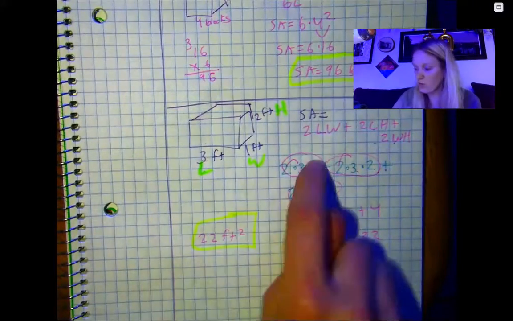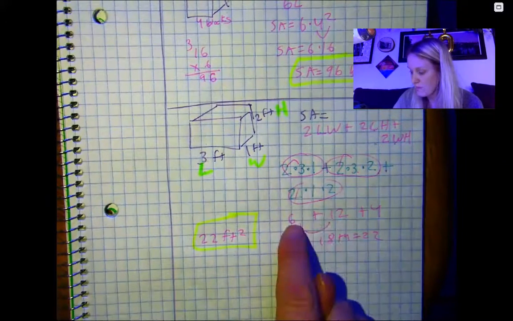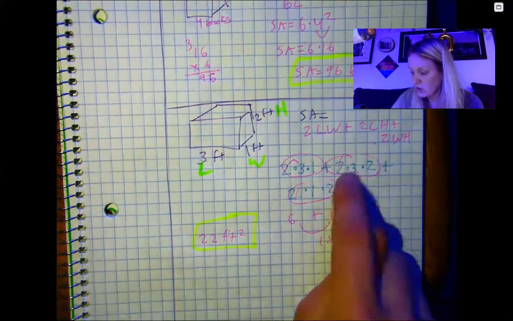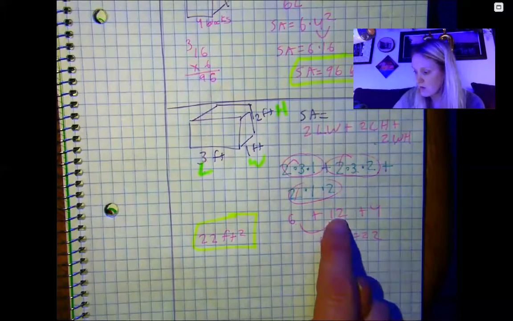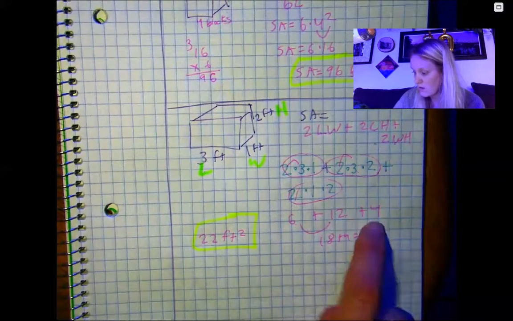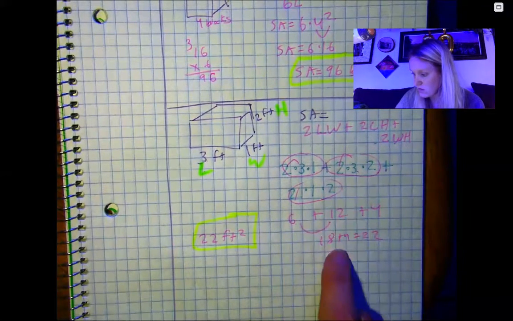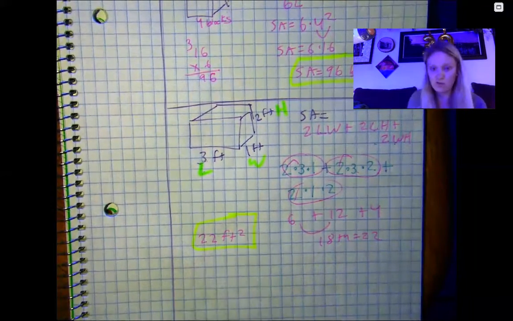Okay, so I followed the order of operations when I did this. I did 2 times 3 times 1 is 6. Then I skipped to the multiplication. 2 times 3 is 6. 6 times 2 is 12. I skipped the addition and went right to the multiplication. 2 times 1 is 2. 2 times 2 is 4. Now all I have left is adding. 6 plus 12 is 18. 18 plus 4 is 22. 22 feet squared.